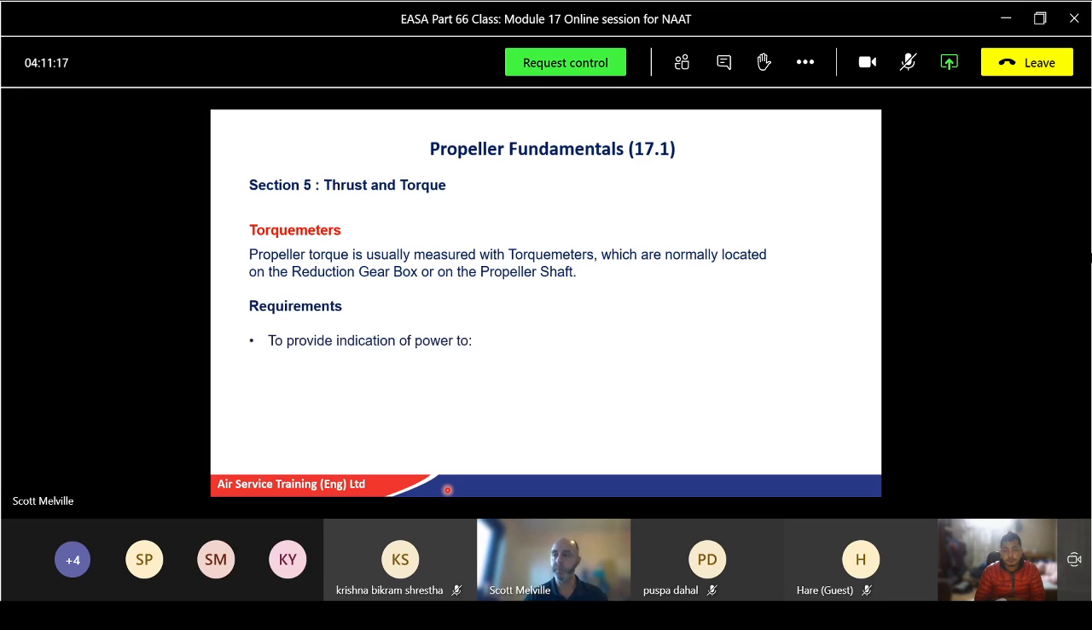So the requirement is to provide an indication of the power to a cockpit gauge, and we will look at what's called the water methanol system. Now, the water methanol system is just a boost for the engine. We actually inject a water methanol mixture into the engine to give it more bang. Okay.